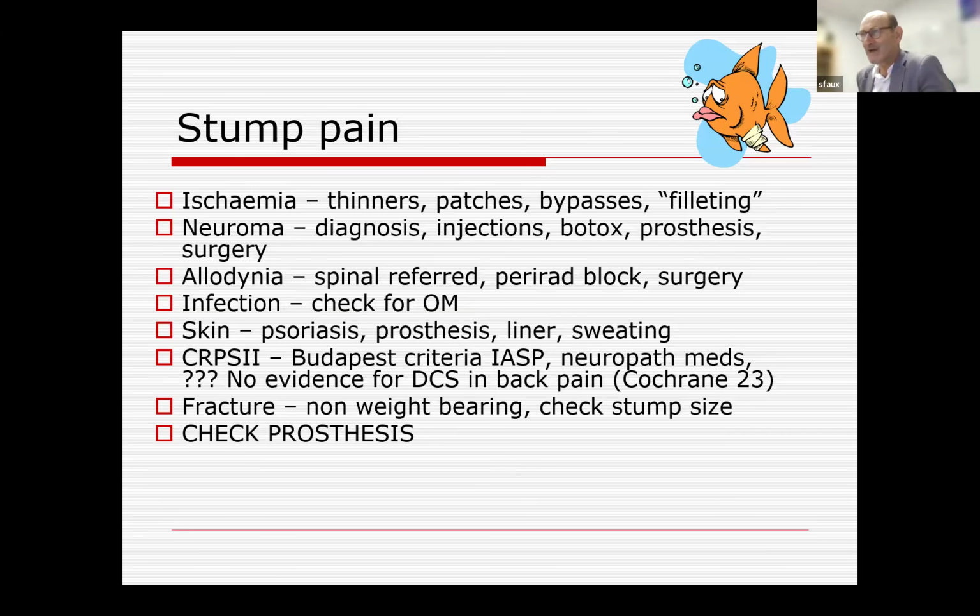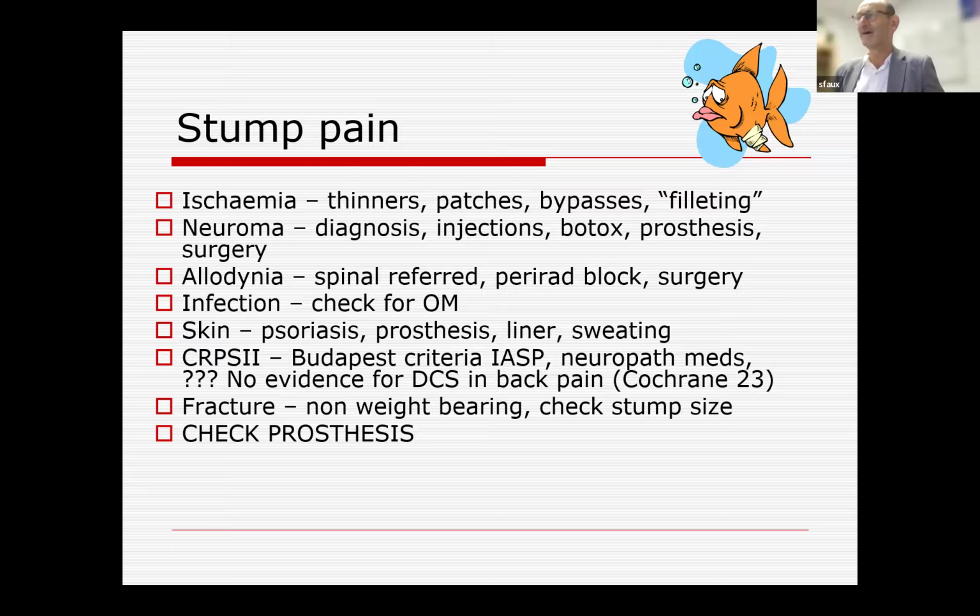You need to examine the stump for allodynia, which is abnormal sensations of light touch. And sometimes that means there's been spinal referred pain, and you can trial a periradicular block or surgical treatment if there's a big disc compressing a nerve root. So sometimes the only presentation will be stump pain. You need to check for infections, particularly osteomyelitis, and I put that here to warn against those people who are thinking about osseointegration, that's only for very small numbers of people because of the high risk of osteomyelitis. You also need to look at the skin.